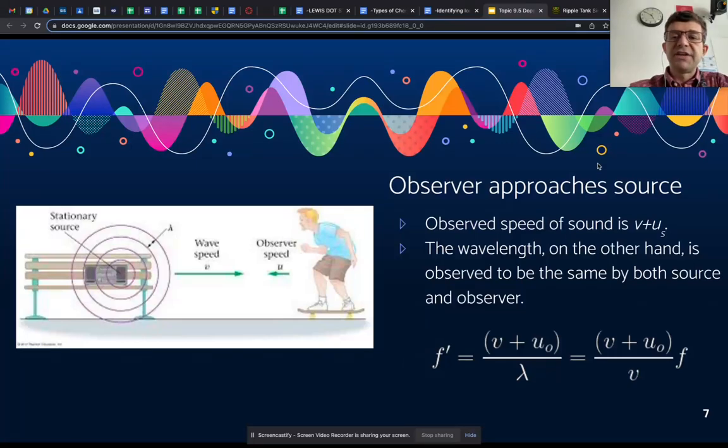In order to do the derivation for the observer approaching the source, it's a little bit easier because what we know is that everybody agrees on what the wavelength is, because the wavelength isn't changing. The thing that is changing is that the speed of sound is going to appear to be different, because the sound waves are going to be reaching me more frequently. In fact, we can observe the speed of sound to change from, in this picture, v to v plus u as the observer is approaching the source, flipping that around for the observer receding, v minus u.